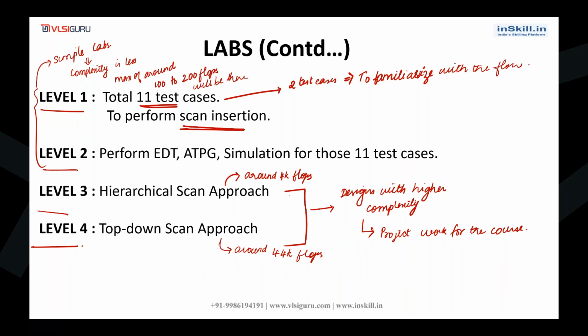Familiarize yourself with the flow means, what is scan insertion? Normal flops are converted to scan flops, then they will be stitched into scan chains. If you want to implement it with the help of tools, you'll have a set of steps which you need to follow. You have a setup phase, analysis phase, insertion phase, like that you have various phases. And in each phase, you need to follow certain steps. So what are those steps? In order to familiarize yourself with that, you'll be having 2 test cases.